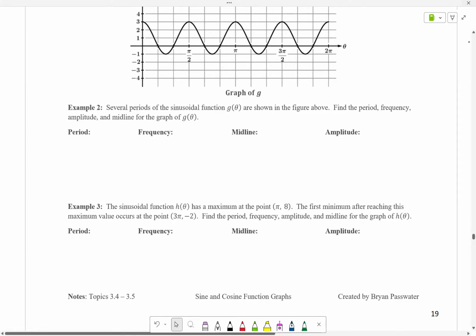All right, let's check out number three. The midline is three. It's ten at the maximum, that's two high. Midline's three, and the amplitude is also three.